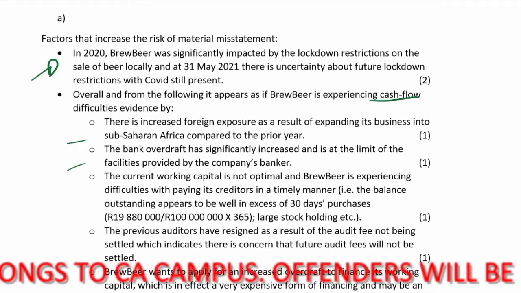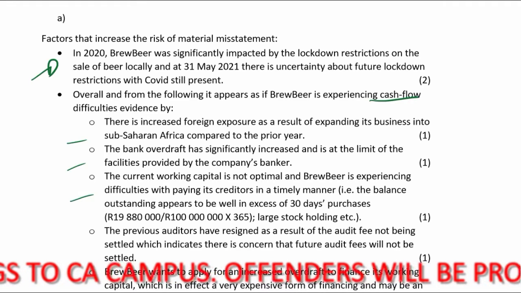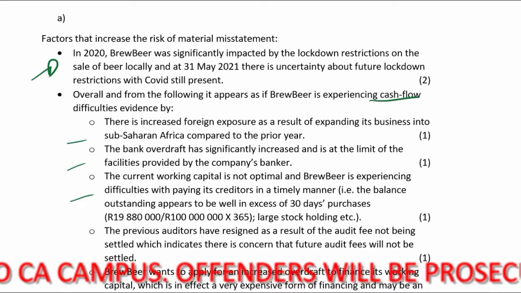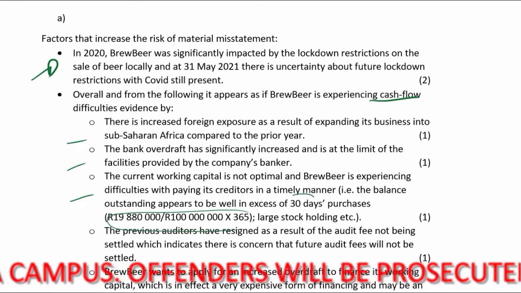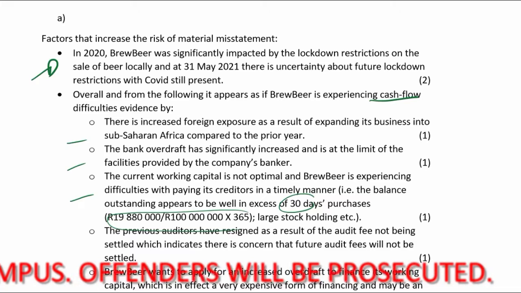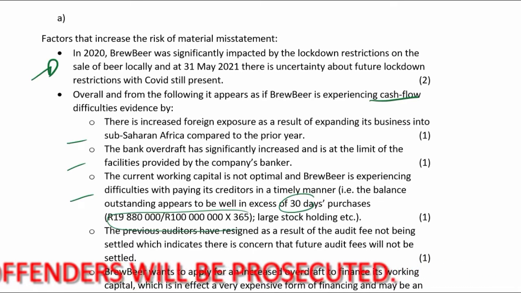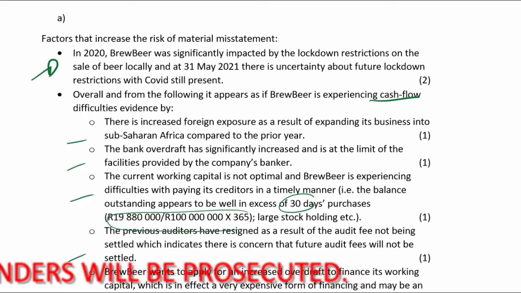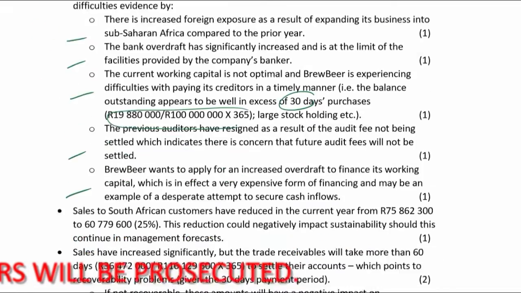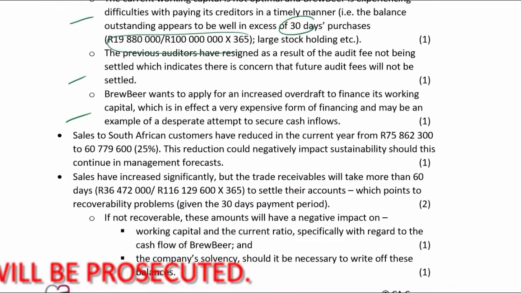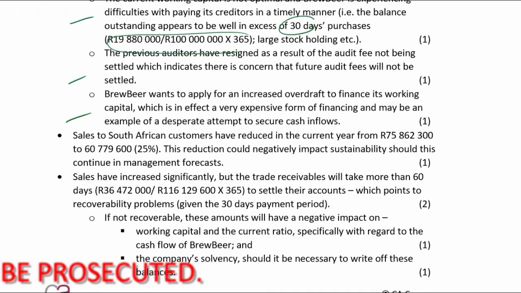Overdraft at its capacity. The working capital. Okay, they just go and discuss the current year's working capital being in excess of 30. I did the comparison of the 2 ratios to show the big changes. Previous auditors resigned and they are looking to get more overdraft, which is an expensive form of financing.